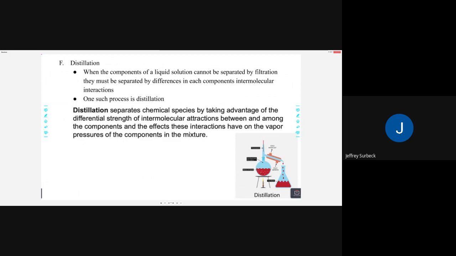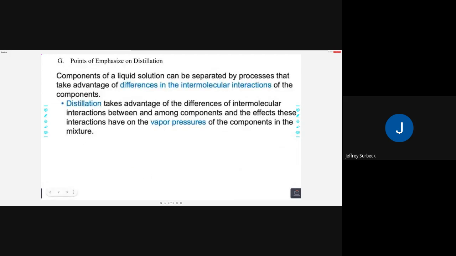It's all based on differences in intermolecular forces, but really differences in boiling points of each liquid, okay? Alcohol is going to boil at a different temperature than water. You can separate them out. Any questions? All right, with distillation, again, the major thing is different intermolecular attractions.